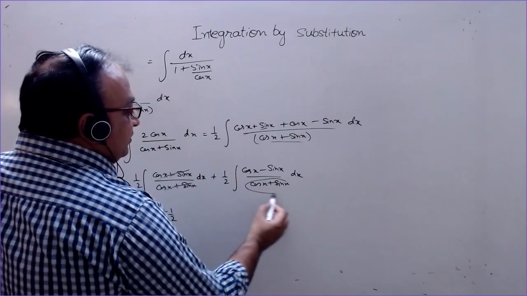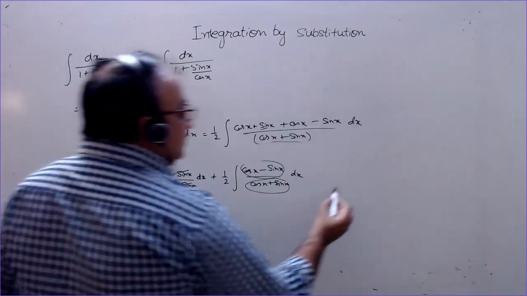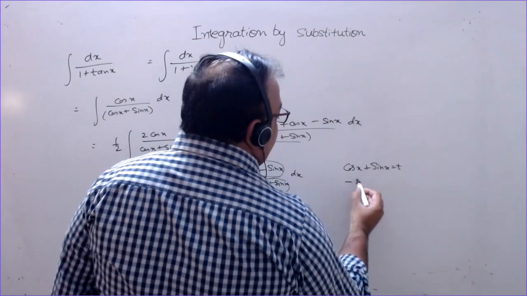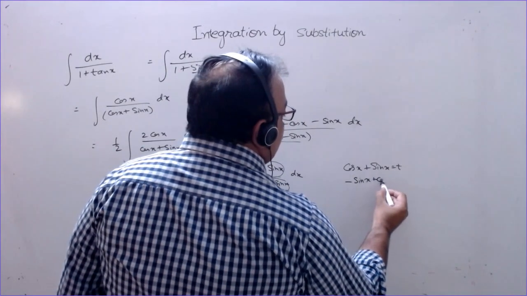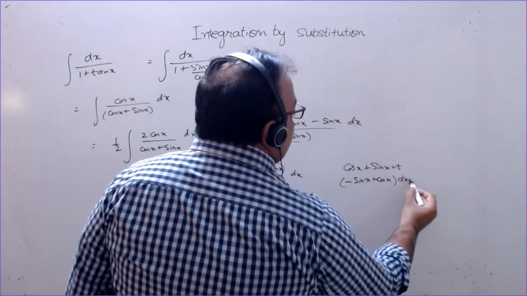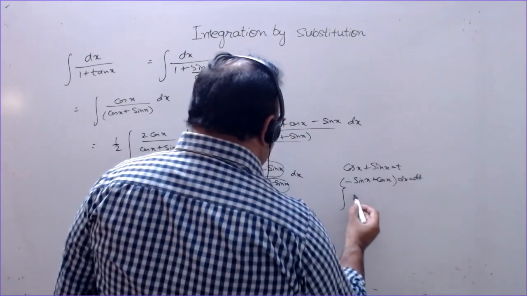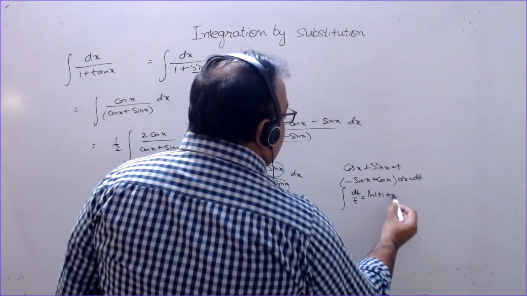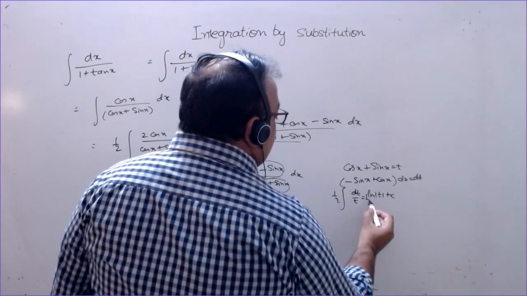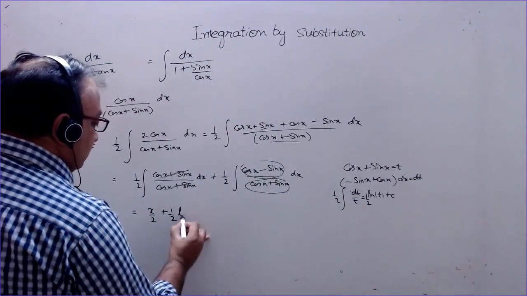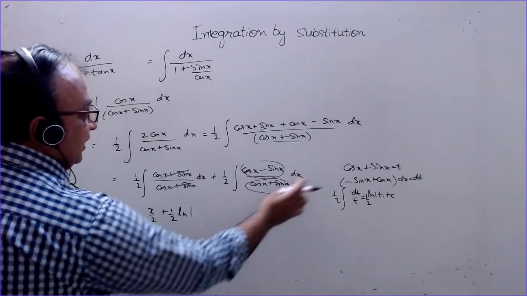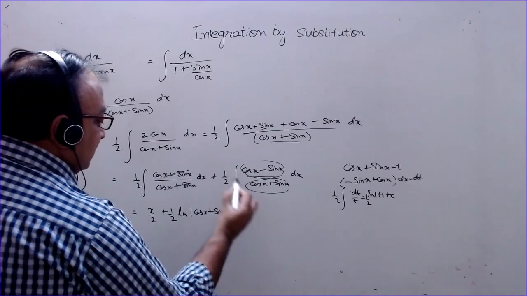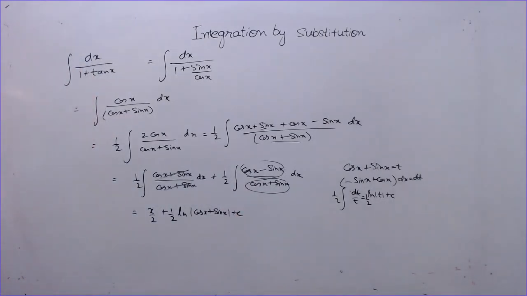Now here if you substitute this, the derivative of this is given here. Cos x plus sin x is equal to t. So the derivative is minus sin x plus cos x dx is dt. So this becomes integral of dt by t, which is log of mod t plus c, with 1 by 2. So 1 by 2 log of mod of t, and t is cos x plus sin x, plus c. This is the answer to this question.